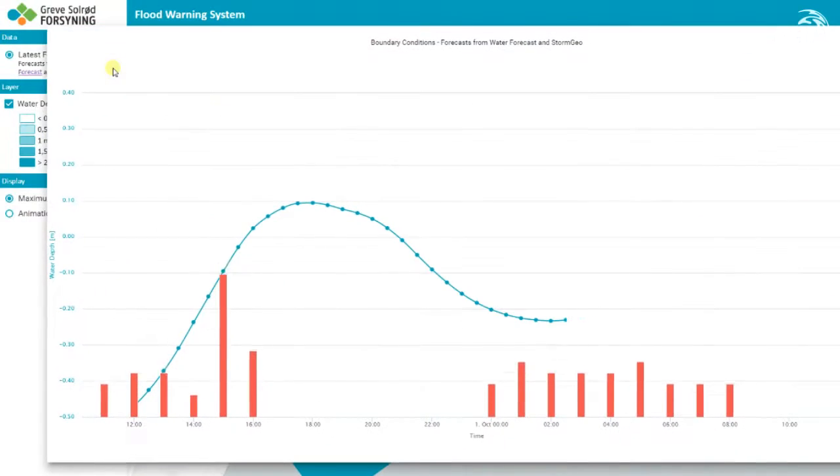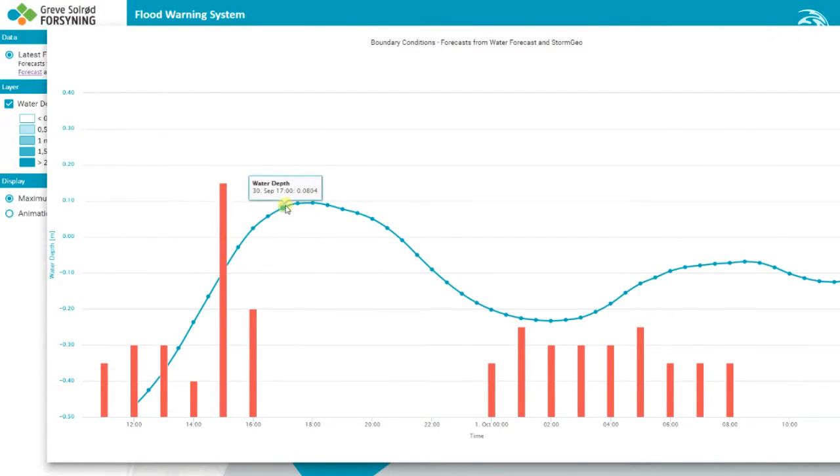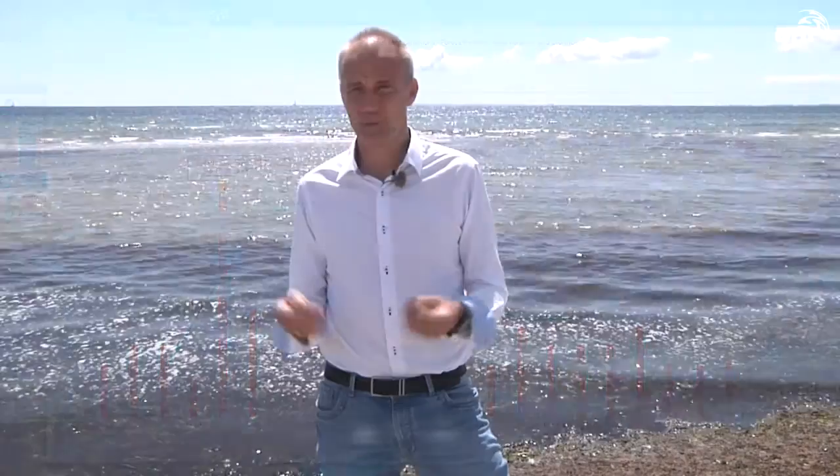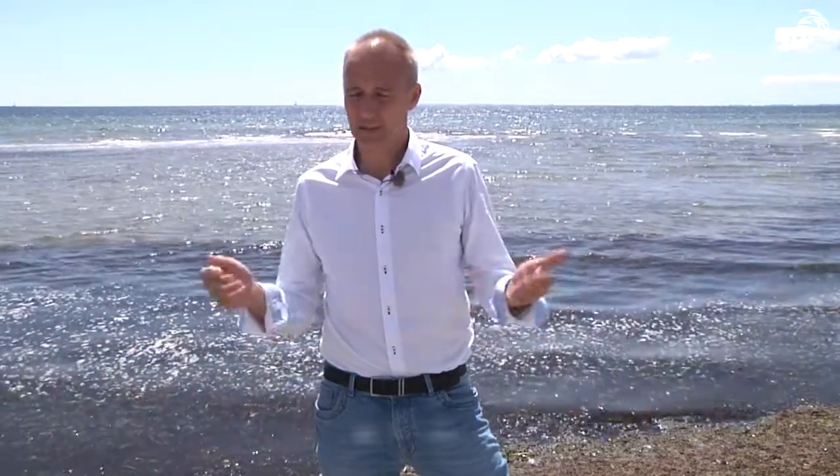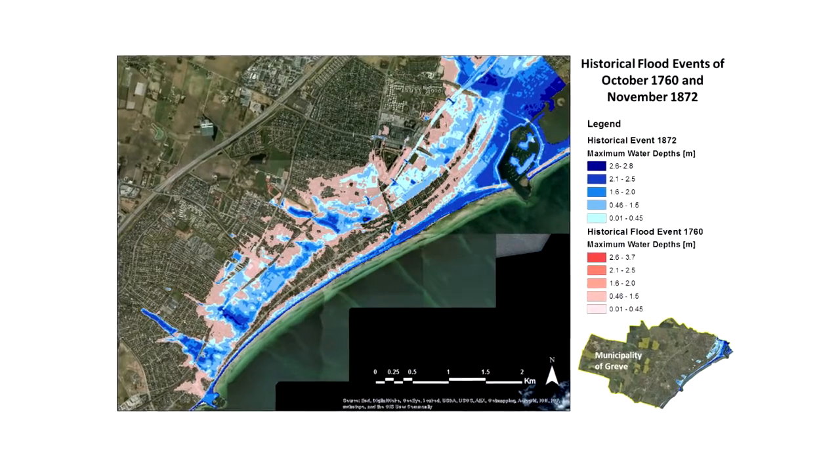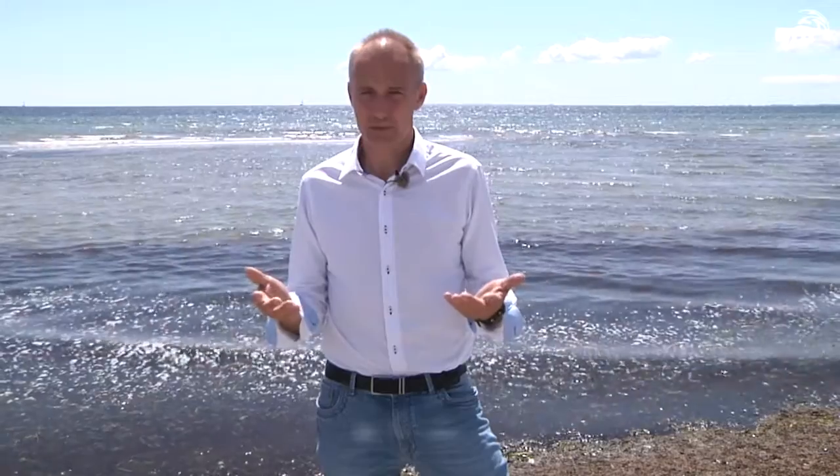Here you see the input to the real-time system. It's forecasted rainfall and forecasted water levels. These two pieces of information are combined and sent into the modeling system, and the output is then the combined flood risk in the urban coastal area. Such information is extremely useful for the residents living in the area and for the emergency service, which can prepare the best possible response to the flood.